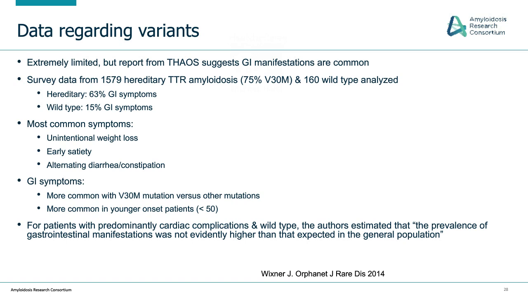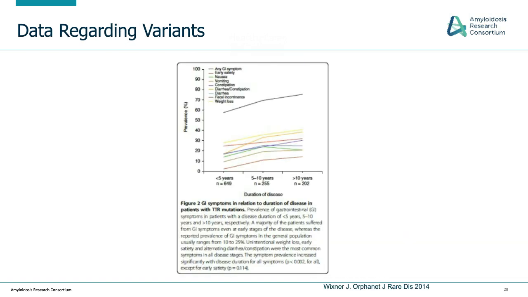Now, they went on to conclude that for patients with predominantly cardiac complications and wild type, the prevalence of gastrointestinal manifestations was not higher than that expected within the general population. If you look at symptoms with time, it did appear that as people had deposition for a longer period of time, they did have more symptoms within this 10-year follow-up.